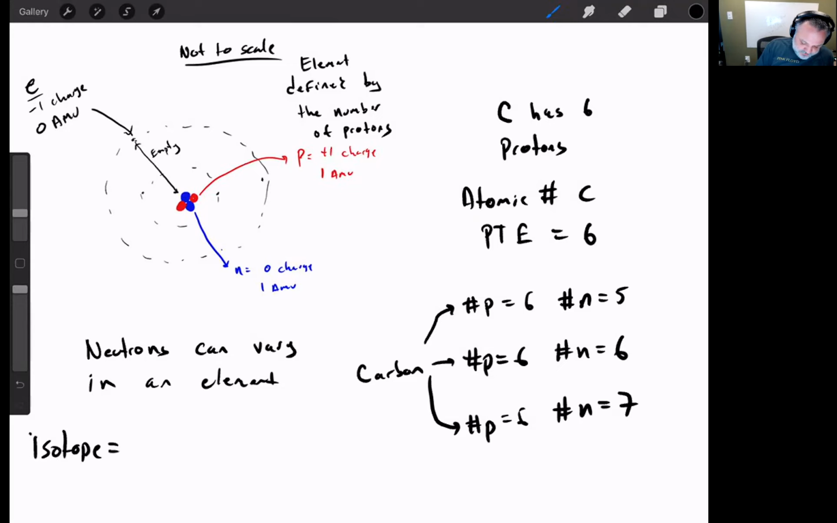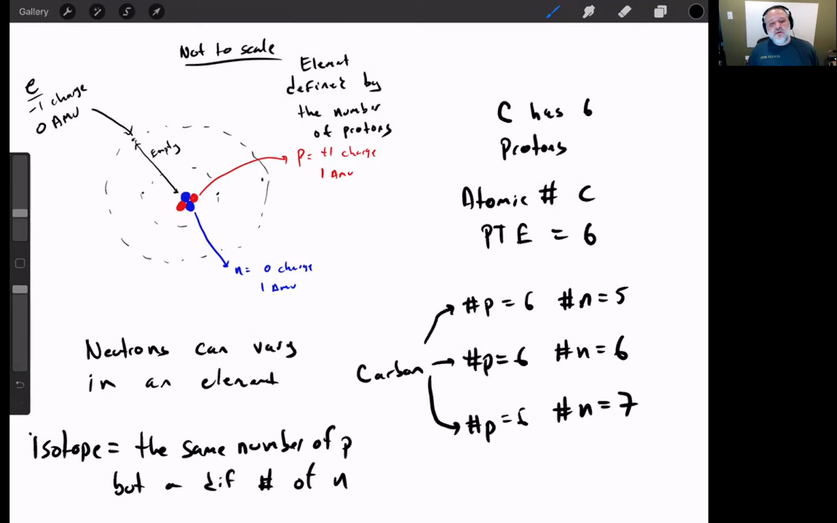An isotope very much is the same number of protons, but a different number of neutrons. So when I talk about the 3 possibilities for carbon, the vocabulary word is used like this. I am referring to 3 different isotopes of carbon. Or I could say carbon is found with 3 common isotopes.